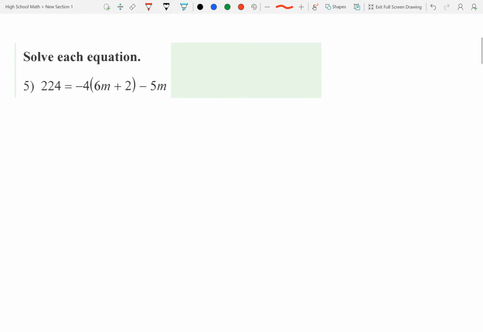Solve each equation. Here we see we have an equation, two expressions separated by an equal sign. We'll begin by distributing on the right hand side. 224 remains the same on the left. Negative 4 times 6m will be a minus 24m, negative 4 times plus 2 will be a minus 8. Minus 5m will remain the same.